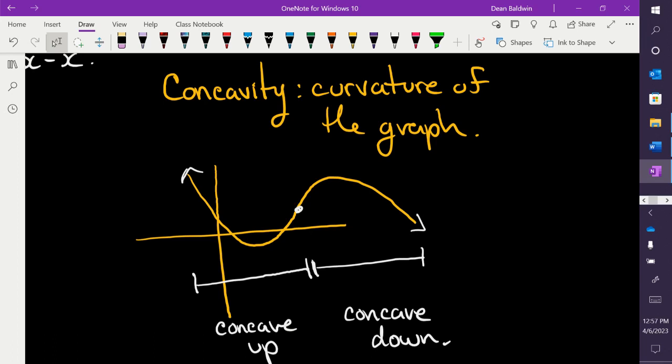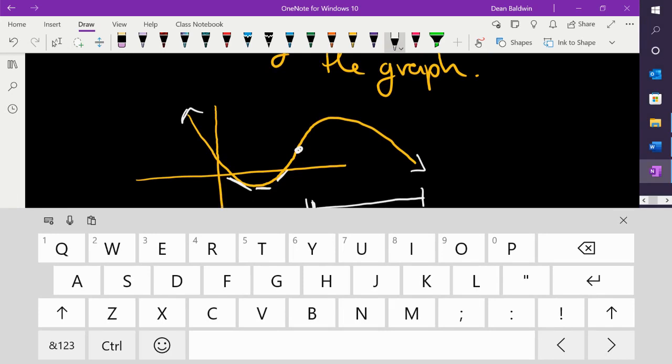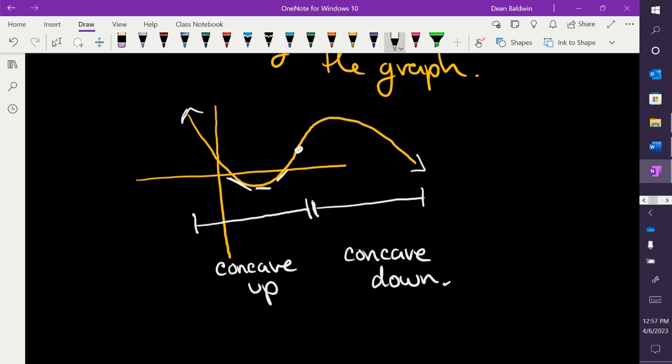If you draw tangent lines on a concave up graph, they're always below the graph. So if you're drawing a tangent line, it's there, or it's there, or there. But as soon as you get to a part that's concave down, so the graph is facing down, the tangent lines would be drawn above the graph. All right? Does that make sense? Can you kind of see that?